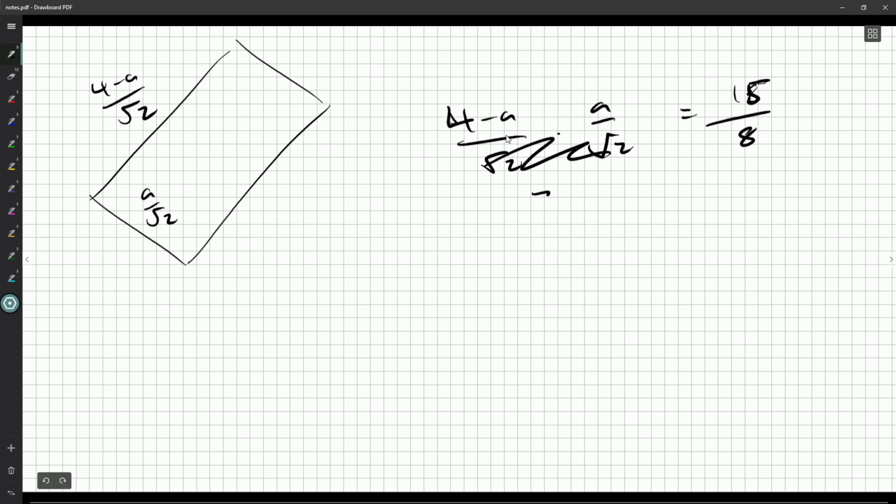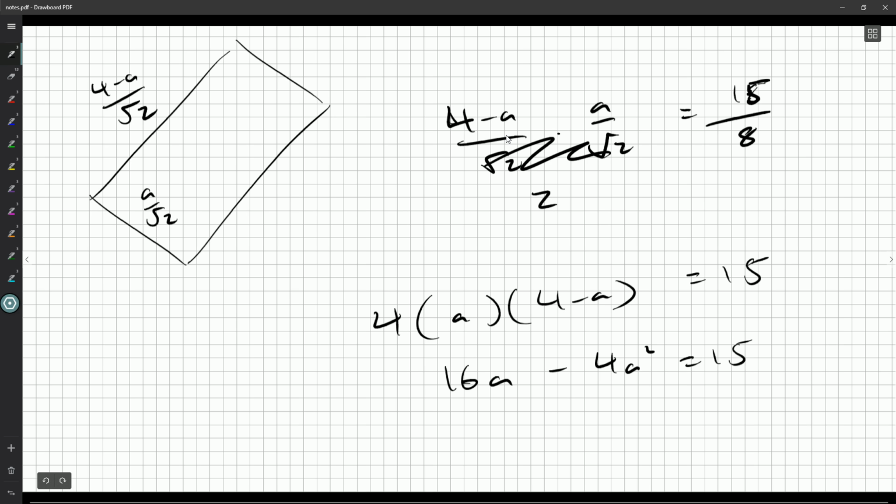So the root 2s turn into a single 2. Let's multiply both sides by 8. We'll get 15 equals 4 times a times (4 minus a). Multiply through, and you'll get 16a minus 4a squared is equal to 15. And yeah, it's a quadratic: 4a squared minus 16a plus 15 equals 0. And so where do we go from there?